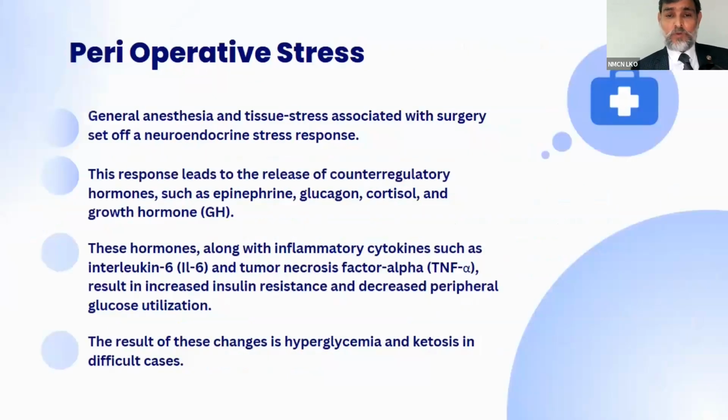Perioperative stress is generally contributed by general anesthesia, and tissue stress associated with surgery sets off a neuroendocrine stress response. This response leads to increased release of the counter-regulatory hormones such as epinephrine, glucagon, cortisol, and growth hormone. These hormones, along with inflammatory cytokines such as interleukin-6 and TNF-alpha, result in increased insulin resistance and decreased peripheral glucose utilization. The result of these changes is hyperglycemia and ketosis in difficult cases.